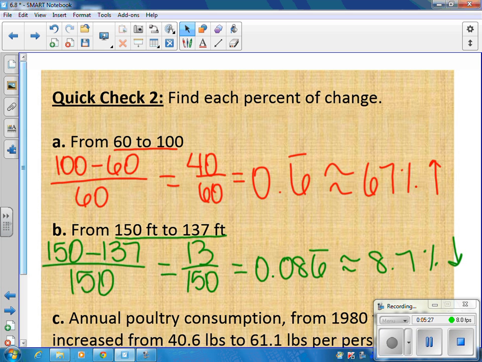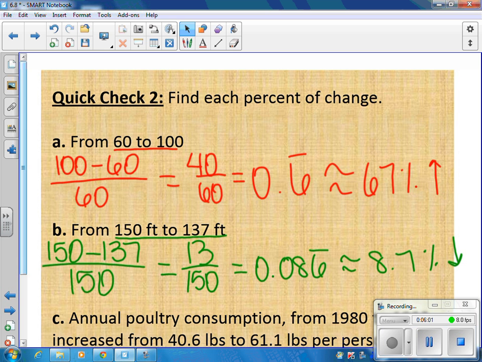When I simplify, I get 40 over 60 as a fraction. To change that to a decimal, I'm simply going to divide 40 divided by 60, and I get the decimal 0.6 repeating. Now when I move that decimal 2 places to the right, I'm going to get 66.6 repeating, which means it's about a 67% change. We want to round that 6 up to a 7. These numbers, like we said at the beginning, did get larger, so I have about a 67% increase when I go from 60 to 100.